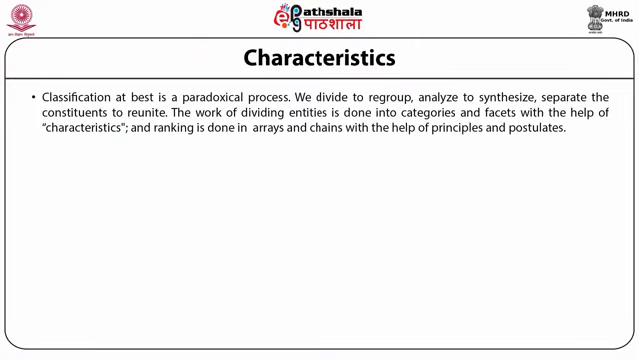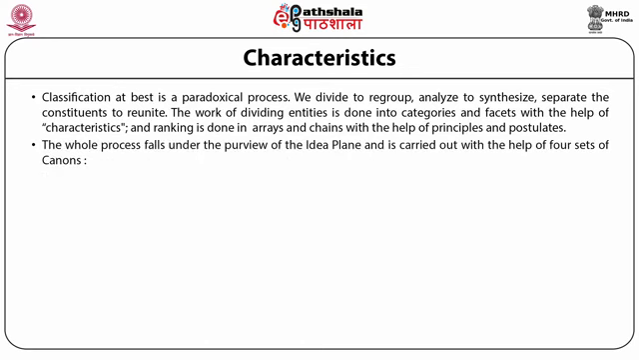Classification at best is a paradoxical process. We divide to regroup, analyze to synthesize, separate the constituents to reunite them. The work of dividing entities is done into categories and facets with the help of characteristics, and ranking is done in arrays and chains with the help of principles and postulates. The whole process falls under the purview of the idea plan and is carried out with the help of four sets of canons as follows.